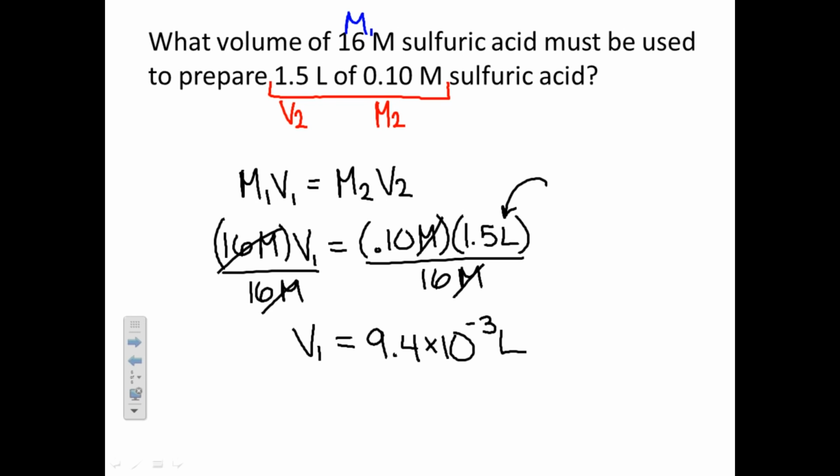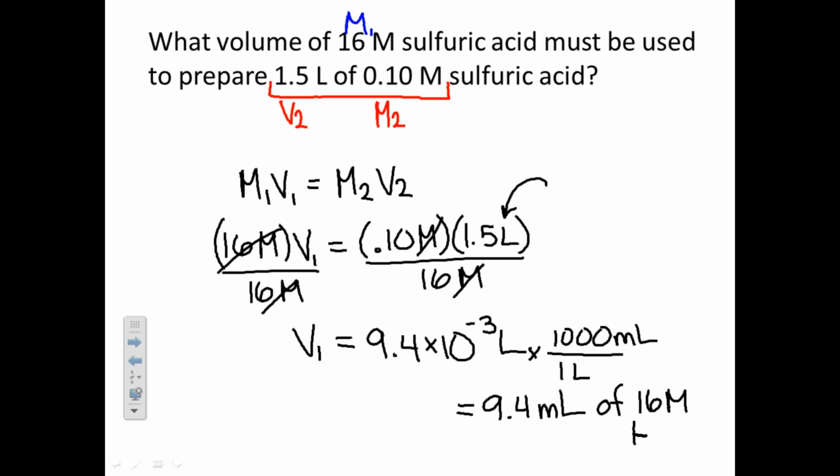Oh, maybe we should have put it into milliliters. 1 liter is 1,000 milliliters. So we could also say 9.4 milliliters of 16 molar sulfuric.